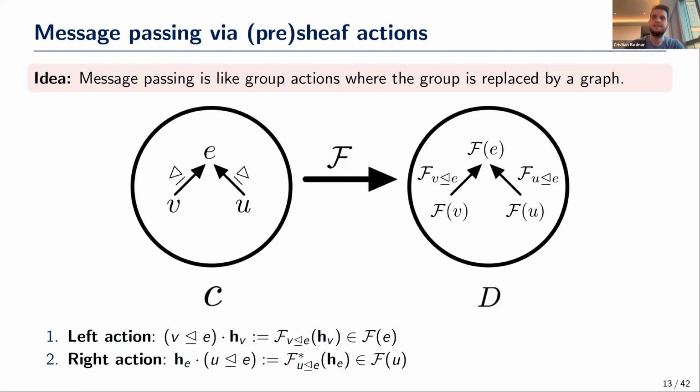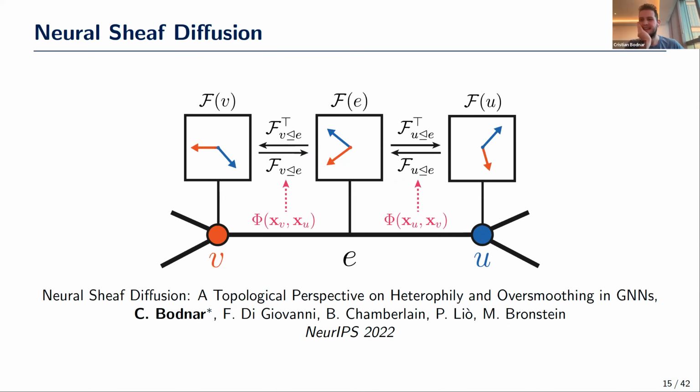So that's the view I'm taking in this talk. And I think this is pretty much the end of all the math you're going to see. From here it's just going to be applications and following this view to do some useful things. There will be a bit more math, but let's see. In particular, I'm going to talk about this paper that was presented at NeurIPS last year. This was a collaboration with Francesco Di Giovanni, Ben Chamberlain, Pietro Leo, and Michael Bronstein.